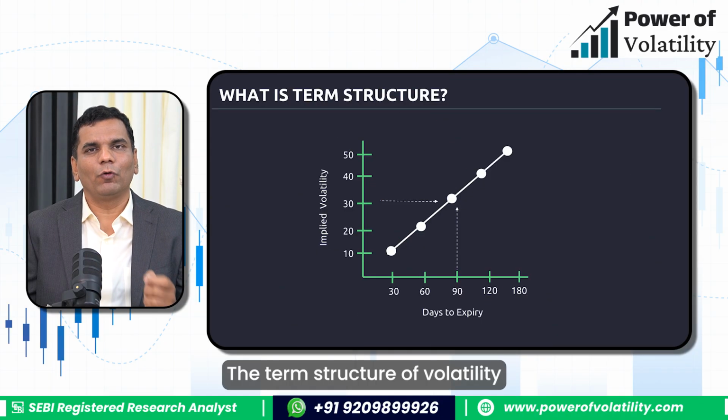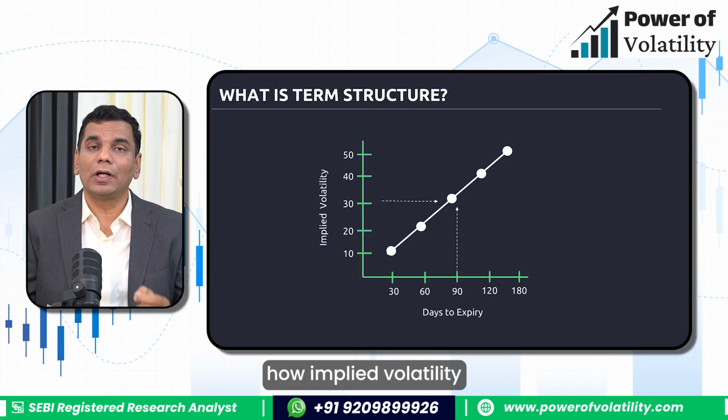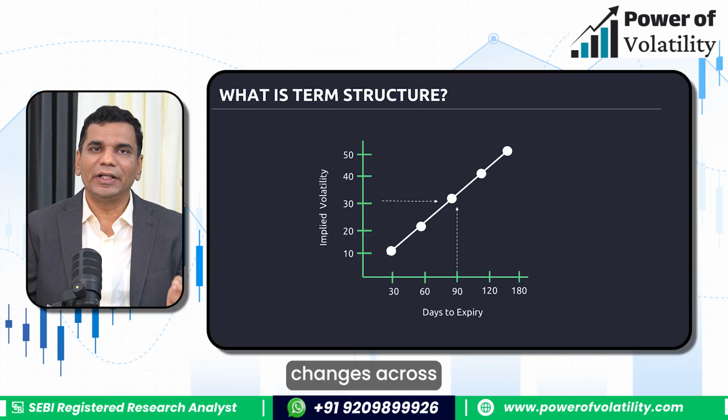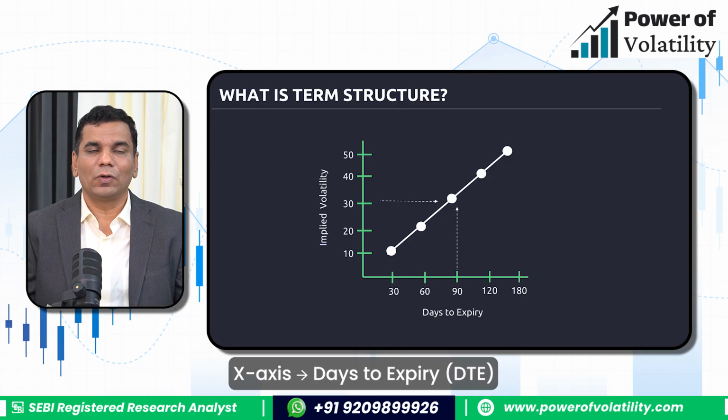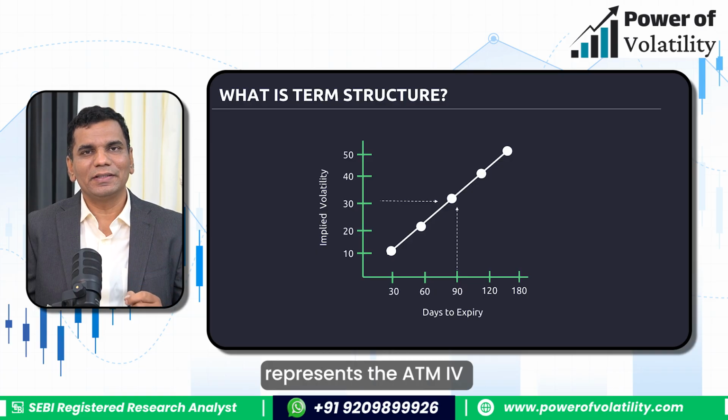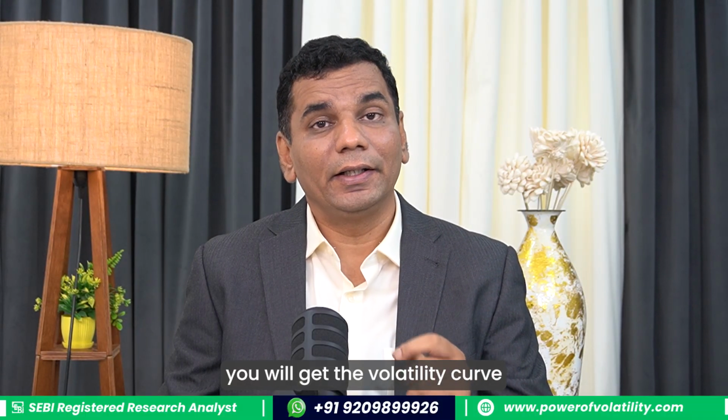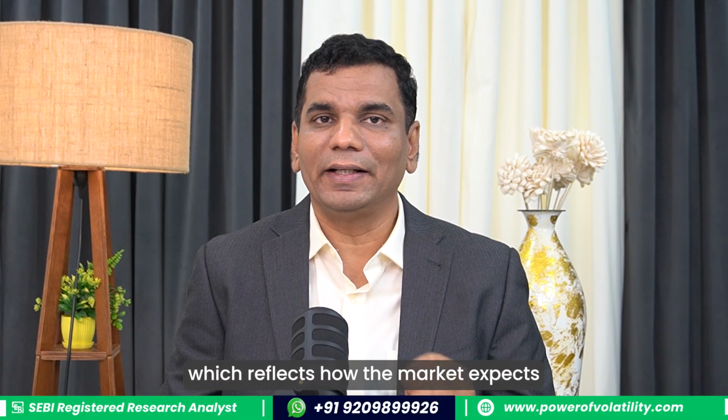The term structure of volatility is a graph that shows how implied volatility changes across different expiration dates. Visualize it like this. On the x-axis you have DTE. On the y-axis you have IV. Each point represents the ATM IV for a particular expiry. When you connect these points, you will get the volatility curve, which reflects how the market expects volatility to evolve.